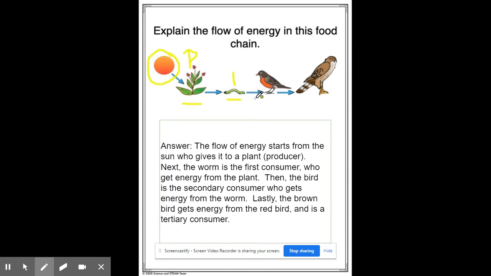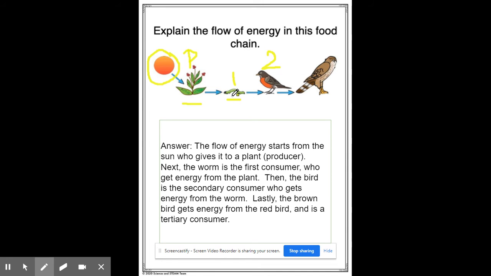Then follow that arrow. The next consumer is bird one. If you know the name of the bird, awesome. Again, they don't care if you know the name, they're not going to take off points for that. So that bird one is eating the worm. Yes, it's a consumer, and because it's eating a worm, it's either an omnivore or carnivore, but that's not what they're asking. We're explaining that flow of the energy.